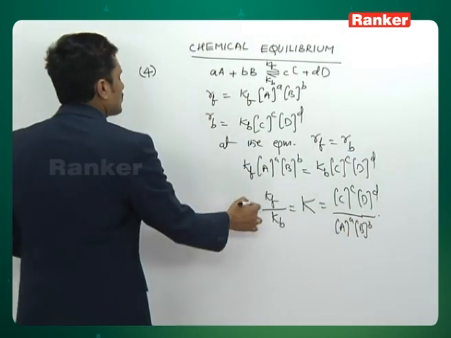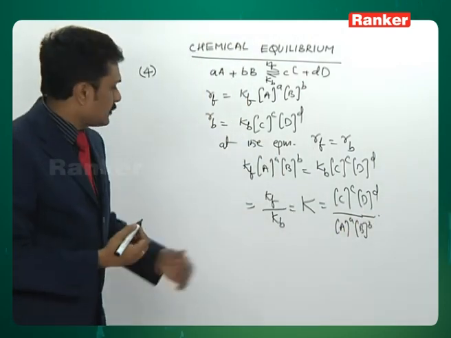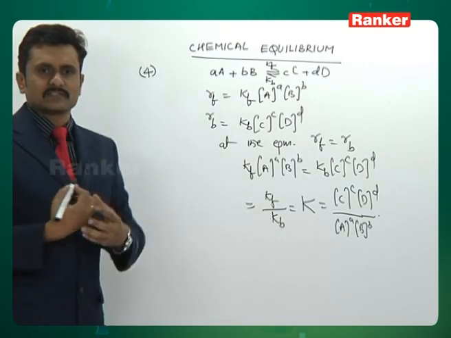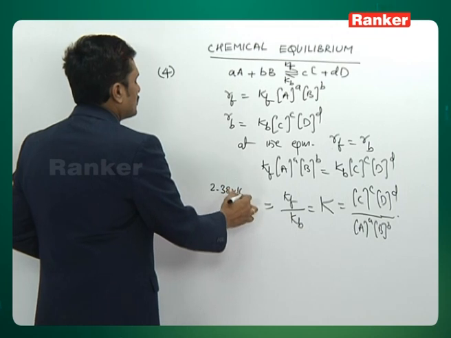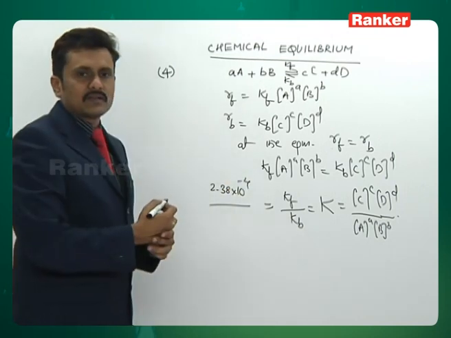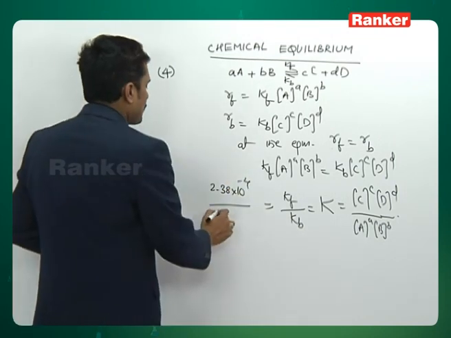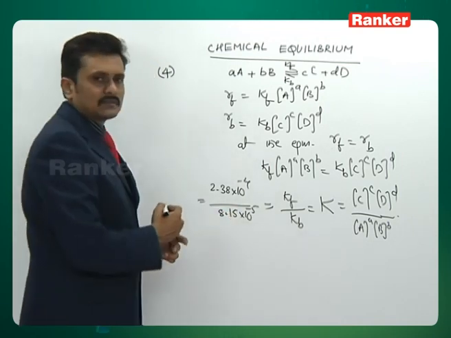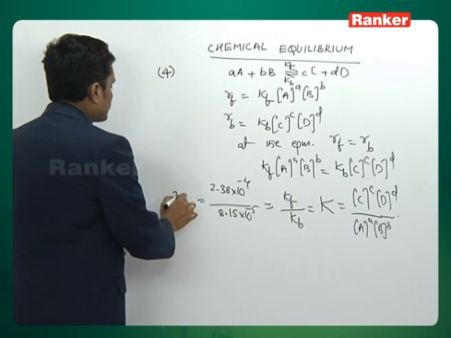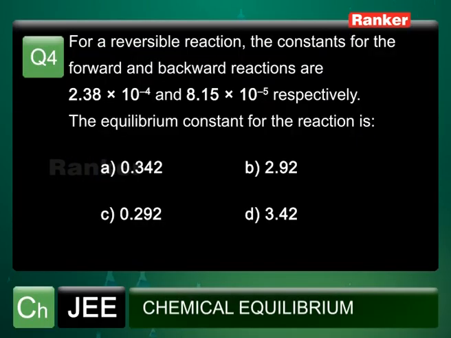So therefore equilibrium constant is nothing but the ratio of the forward and backward rate constant which you are given in the question, which are 2.38 into 10 to the power minus 4 upon 8.15 into 10 to the power minus 5, turning out to be, upon simplification, 2.92. So the answer for this question is 2.92, that is option B.